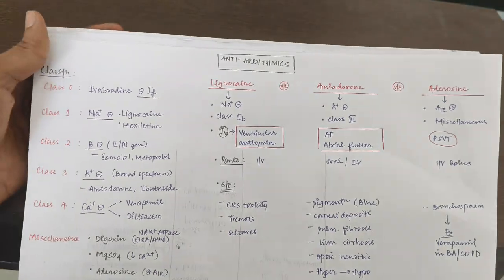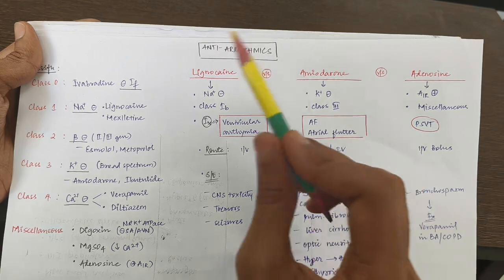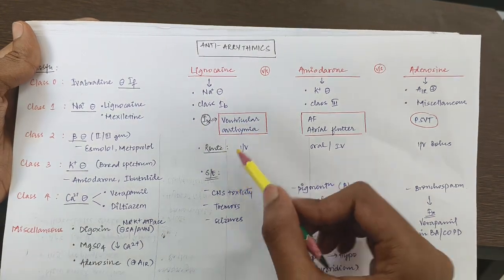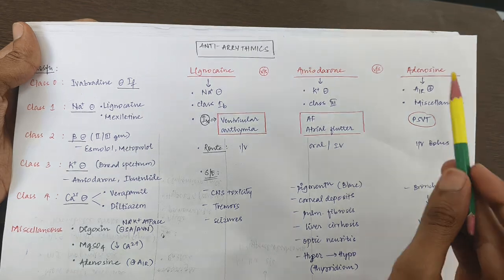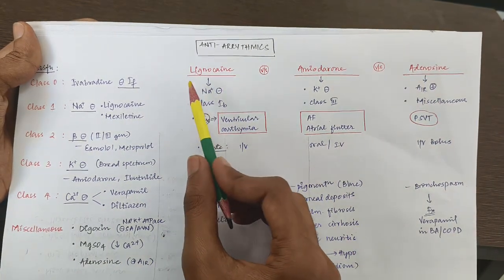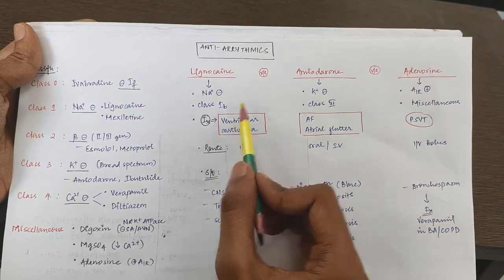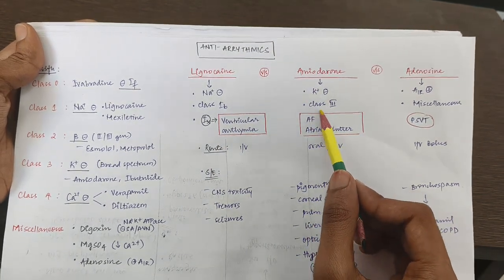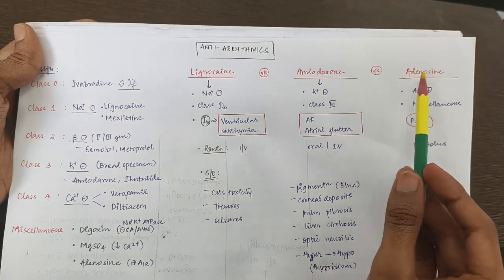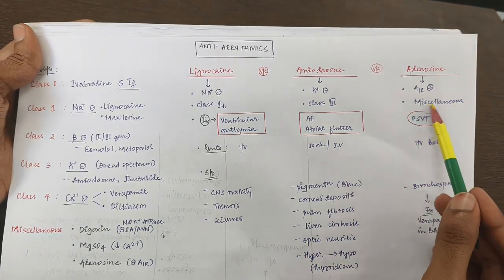So these are the 3 main drugs you must remember in antiarrhythmics, and you must compare them and read. It will be easy for you. That is lignocaine, amiodarone and adenosine. What is lignocaine? Lignocaine is a sodium channel blocker, which is a class 1b antiarrhythmic. Next is amiodarone. It is a K plus channel blocker, class 3 antiarrhythmic. Next is adenosine, that is an adenosine 1 receptor stimulant, a miscellaneous type.